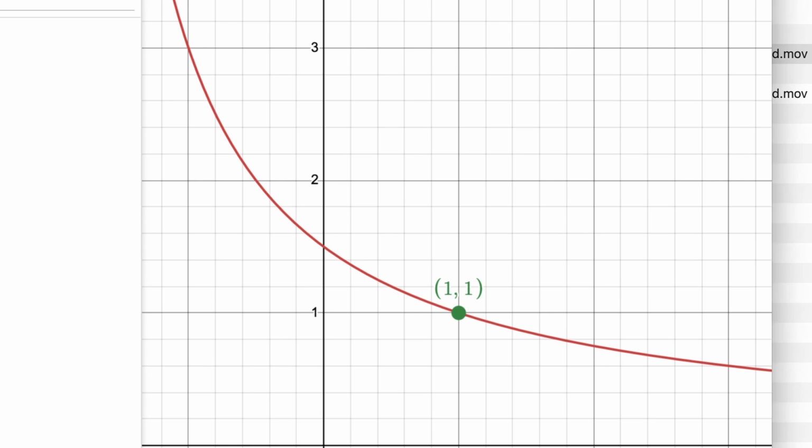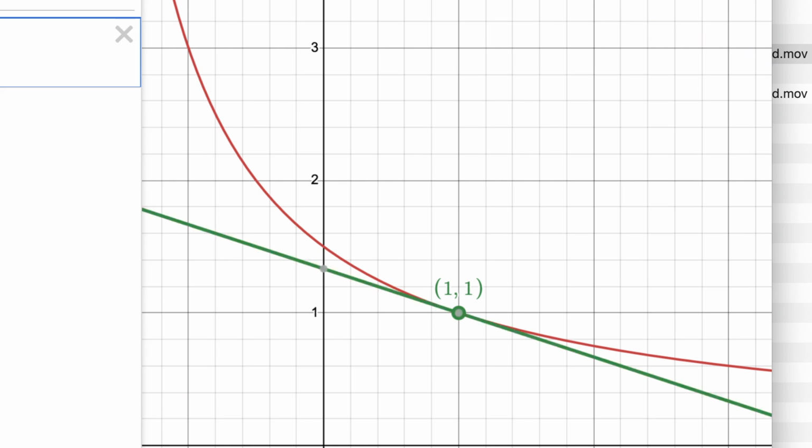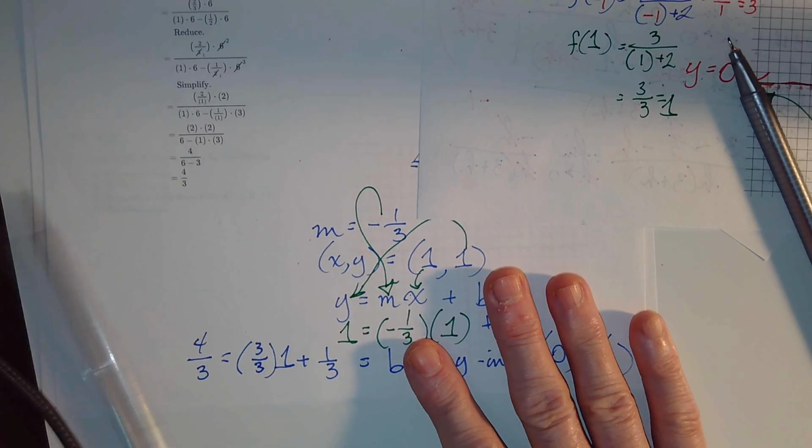Well, let's go back to the graph and see if we can see that. I'm just going to type in y equals negative 1/3 x plus 4/3. Isn't that pretty? So it works. Great.